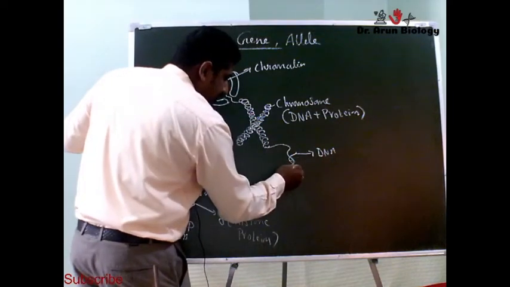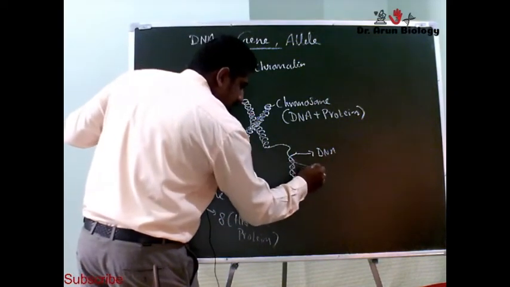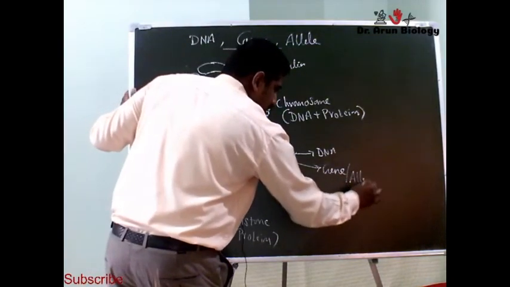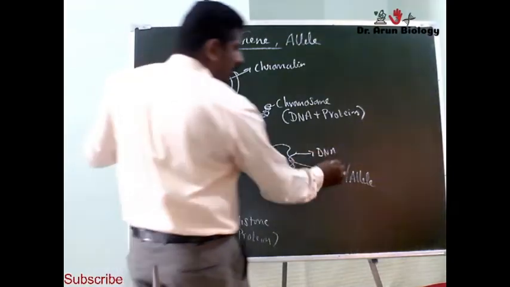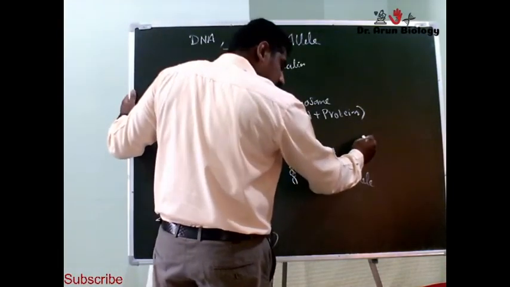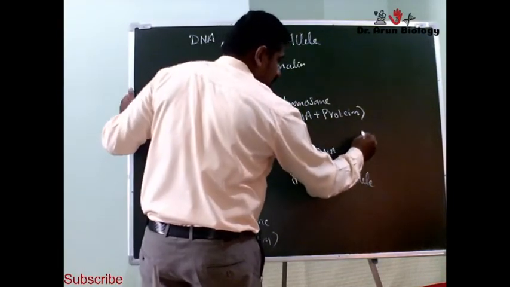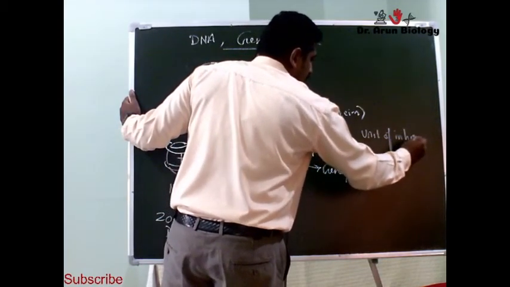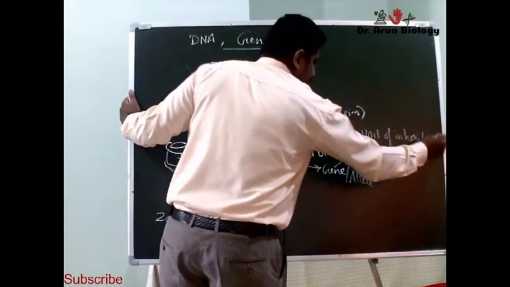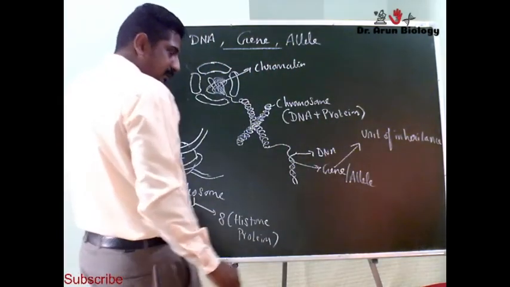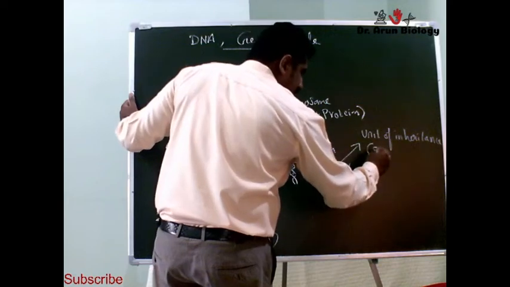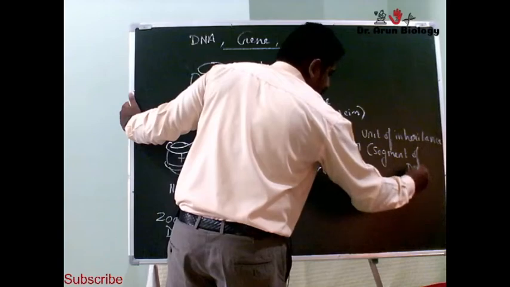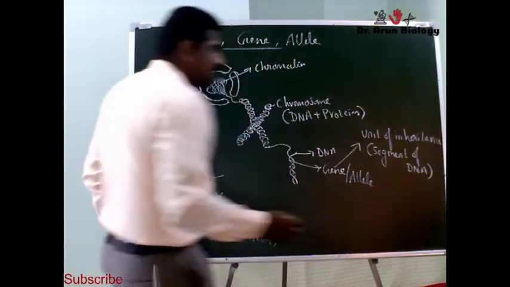In the DNA, we have some nitrogenous bases. These are nothing but genes. In the genes we have something called an allele. So the common thing, what is a gene? Gene is the unit of inheritance. People say gene is the unit of inheritance, and commonly we call it a segment of DNA. So gene is a small segment of DNA.